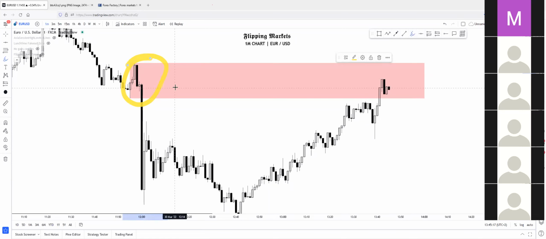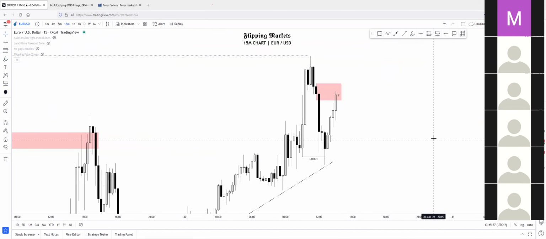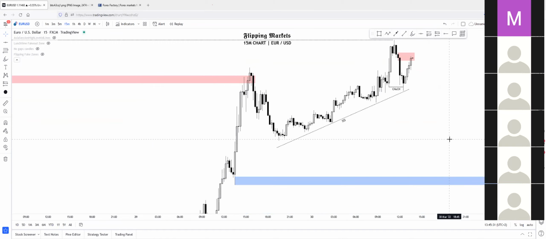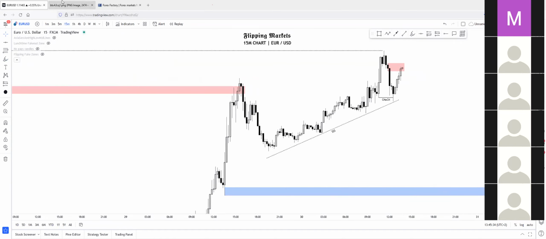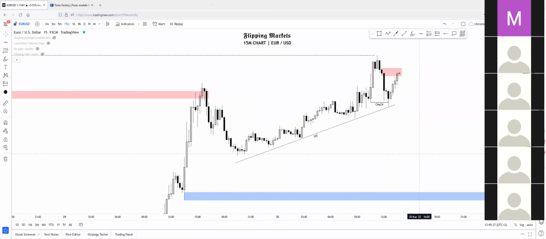We got this POI, we got the directional bias, we know what we can expect from price, right? So all we have to do is wait. Okay, actually, let me just switch back to the 15-minute chart. And yeah, that's all. Have you guys got any questions?